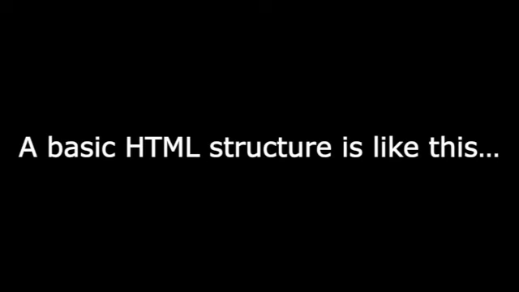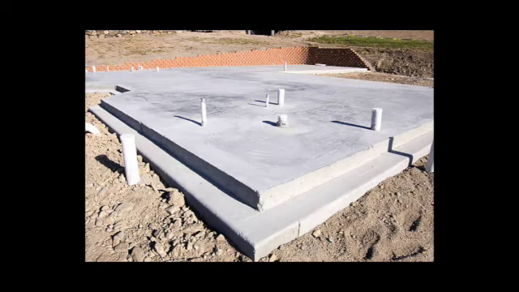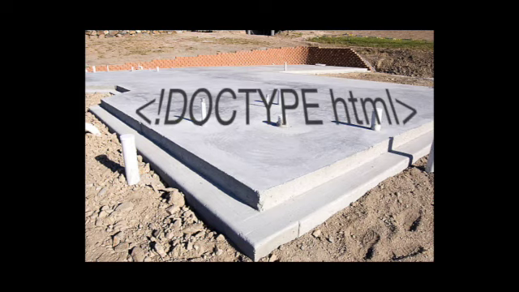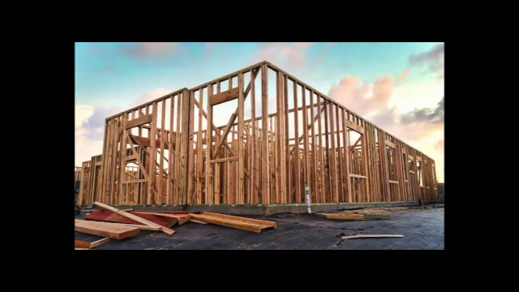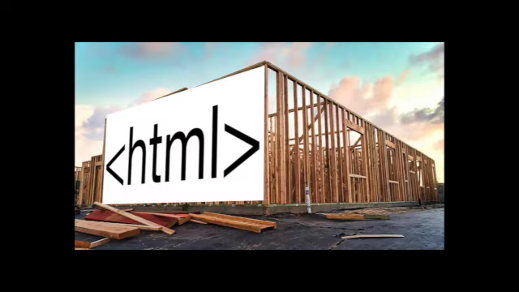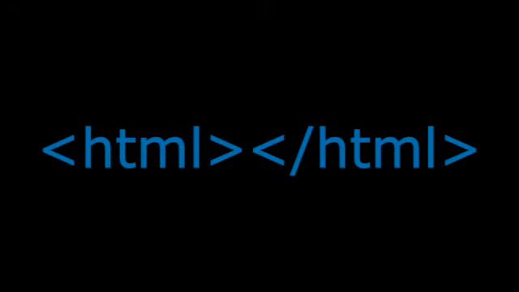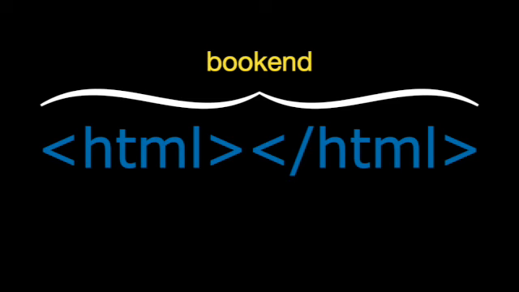A basic HTML structure is like this. You have to declare your foundation with doctype HTML. This simply stands for document type. To start building the frame, you need to put in an HTML tag. Tag is just a way to define every element, which is the word or abbreviation inside of the brackets. This one uses a beginning and ending tag, and most of HTML will use these bookend tags for the elements.